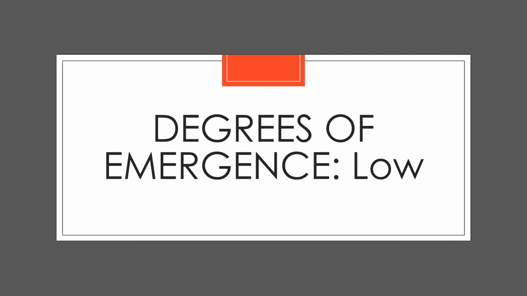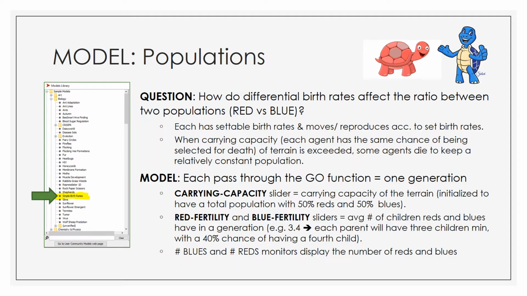So now let's look at a model with a low degree of emergence. The biology category of NetLogo's Models library includes a model called Simple Birth Rates. It is indeed a very simple model designed to simulate how the difference in birth rates between 2 co-occurring species, the red and blue turtles, affects the number of individuals in each population.